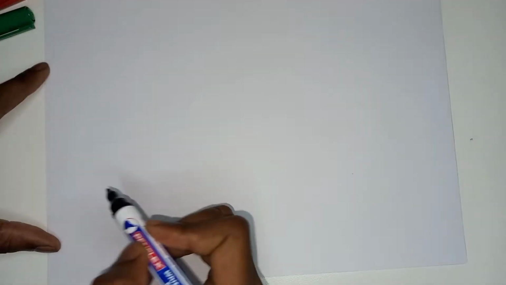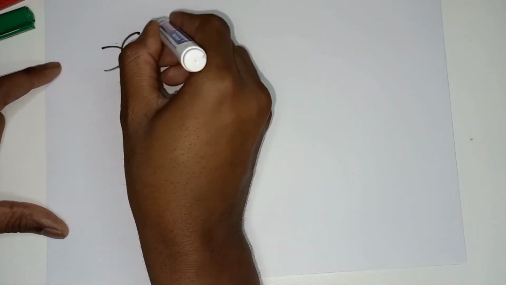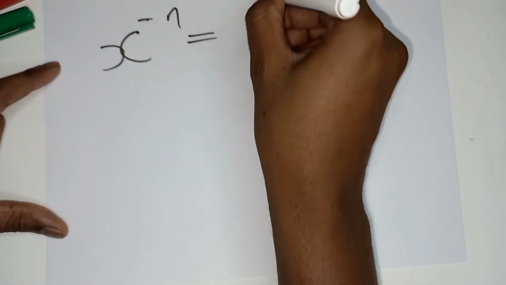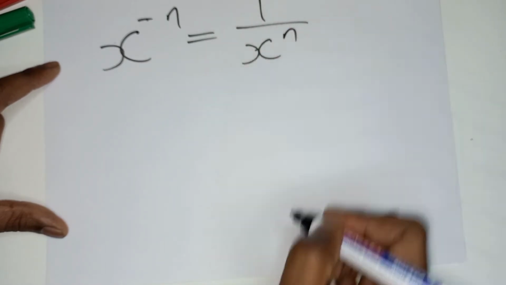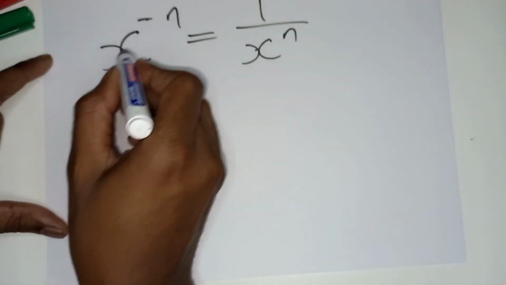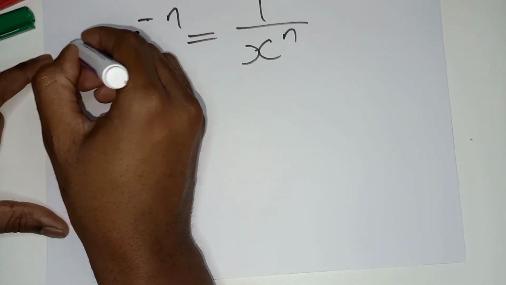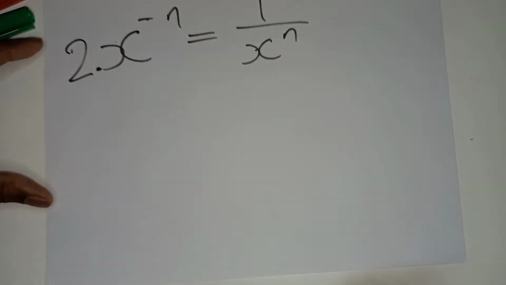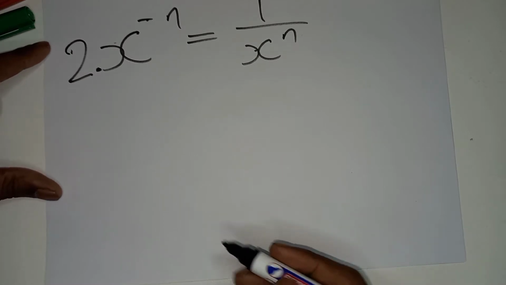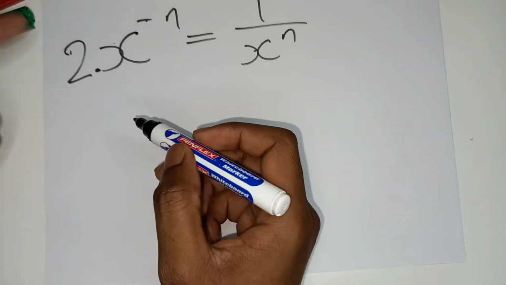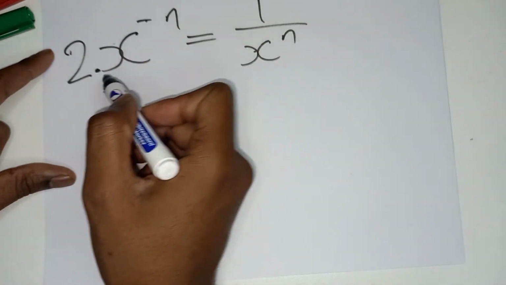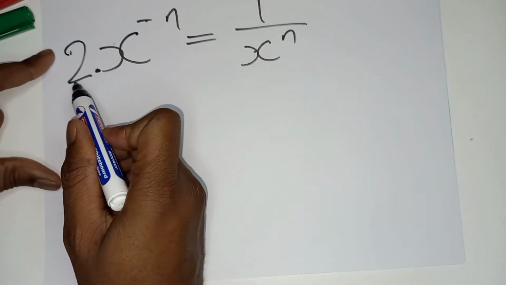The next correlation we're going to talk about is related to coefficients. Remember in the previous correlation, I talked about x to the negative n being equal to 1 over x to the n. Now let's say this was multiplied by some coefficient. What happens? It's still the same thing. In the previous one, the coefficient was 1. In this case, the coefficient is 2.